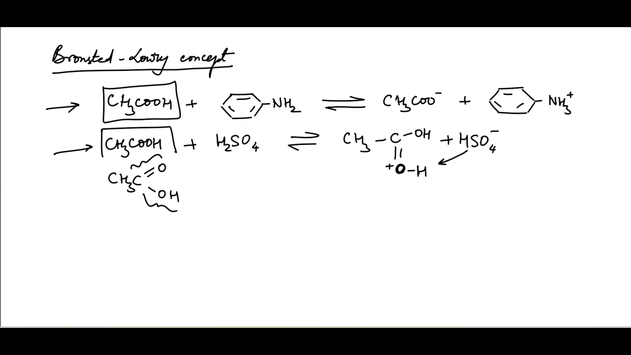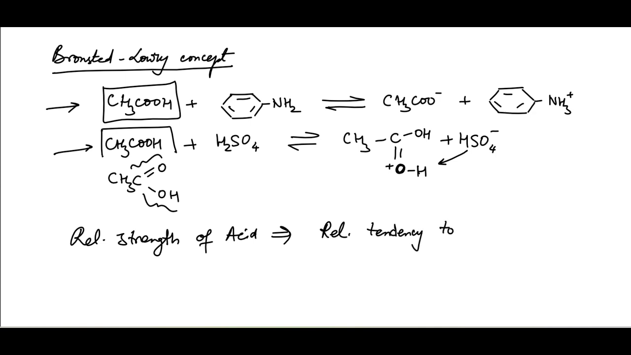In the Bronsted-Lowry concept, we may define the relative strength of an acid as its relative tendency to lose a proton. Acid means losing a proton. So relative strength of an acid implies the relative tendency of that acid to lose a proton to a common solvent, and in this case we said water. So we will generally take water as the common solvent for comparison purposes.